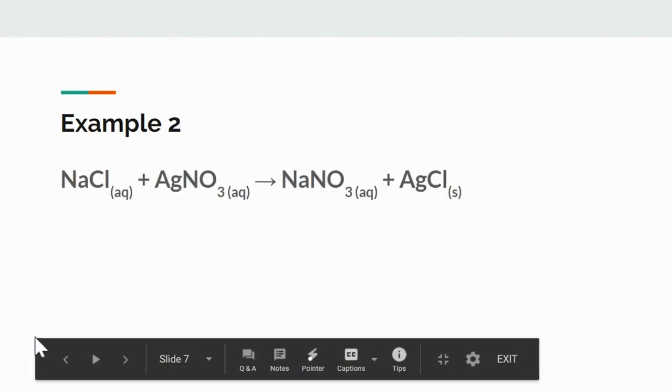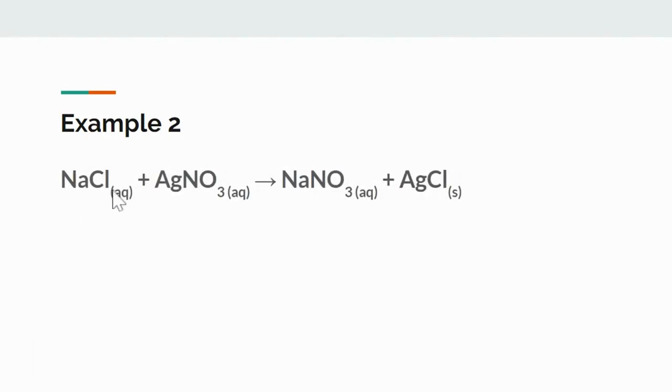Here's another example. So here we have sodium chloride, aqueous, plus silver nitrate, which is also aqueous, producing sodium nitrate, which is aqueous, and silver chloride, which is solid, which means it forms a precipitate. And all of these ions have ±1 charge. They don't have anything other than a ±1 charge on them.